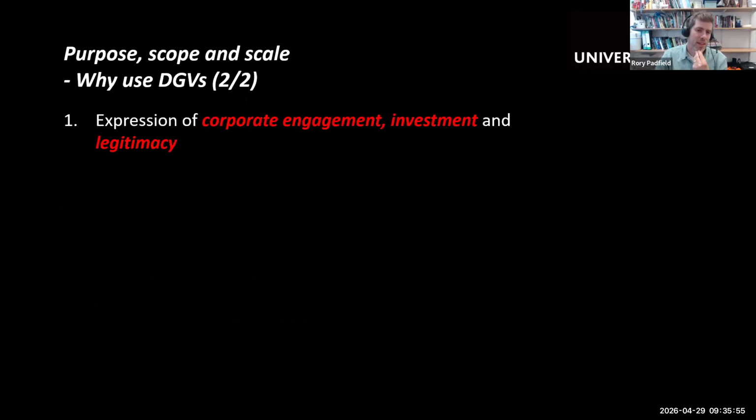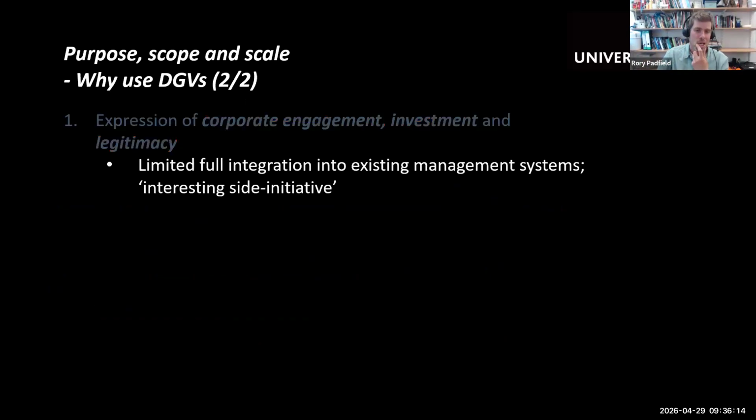Why use DGVs beyond then the audiences? So we felt that really they were an expression of corporate engagement, investment, and a legitimacy kind of angle. So it's sort of showcasing, look, we're interested in doing things better. We might have a bit of a difficult past and history when it comes to land use change, but we're trying to do things better and differently now. So it's a kind of legitimacy argument.